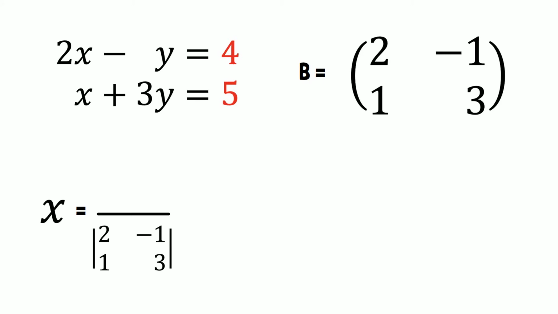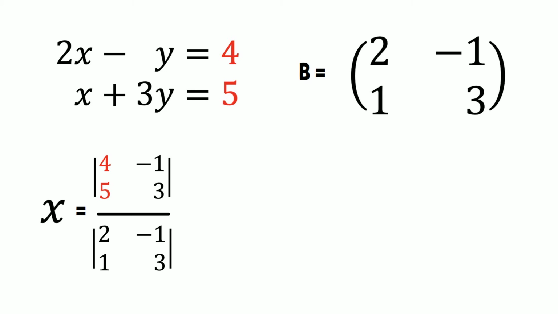The denominator is the determinant of B. The numerator is the determinant of B, but with the first column swapped with the answers of the system of equations. This means that 2 is swapped out for 4 and 1 is swapped out for 5.